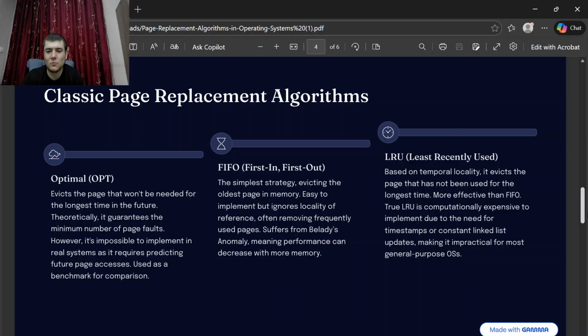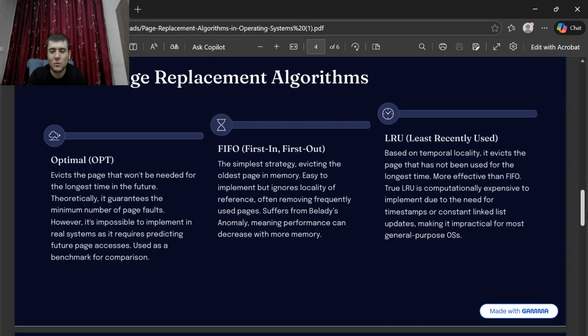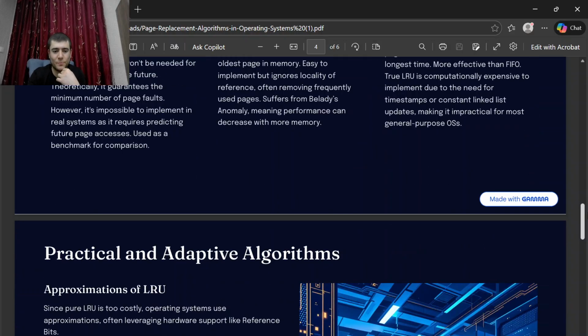is based on temporal locality. It evicts the page that has not been used for the longest time. More effective than FIFO, true LRU is computationally expensive to implement due to the need for timestamps or constant linked list updates, making it impractical for most general purpose OSes.